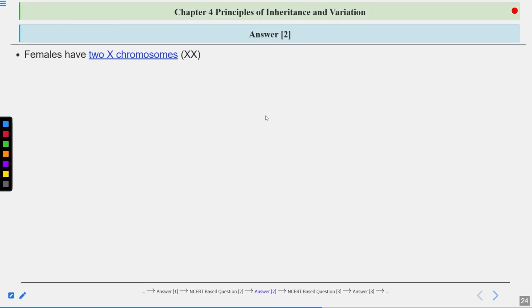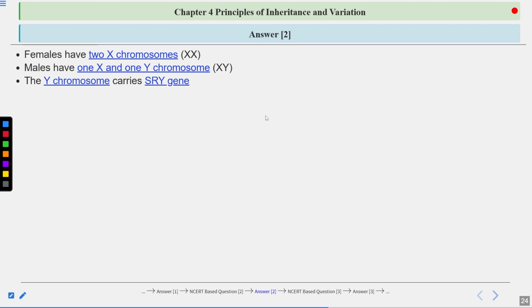The females have 2 X chromosomes, means XX condition is there. Males have 1 X and 1 Y chromosome here. This Y chromosome consists of the SRY gene, which is responsible for male development. This gene is absent in the females. Okay, the Y chromosome carries the SRY gene, and the presence of the Y chromosome determines the male sex.